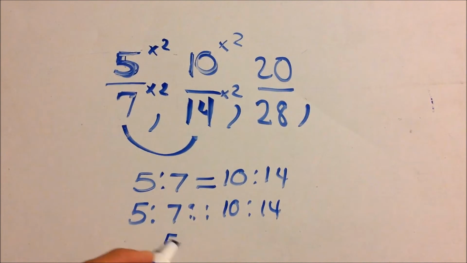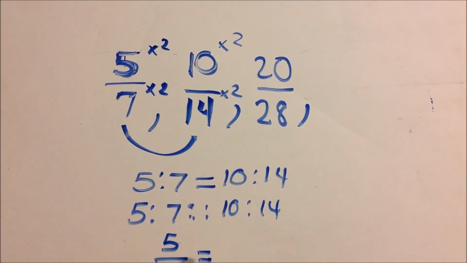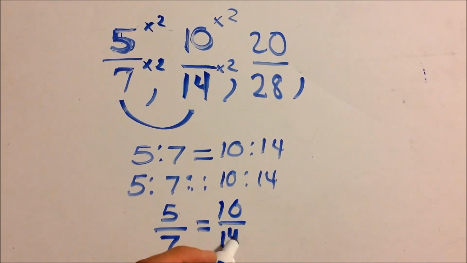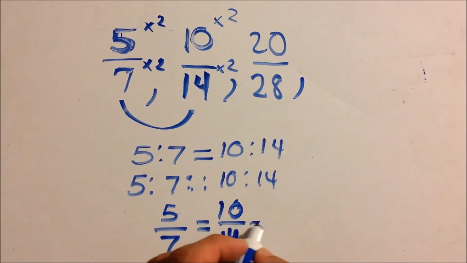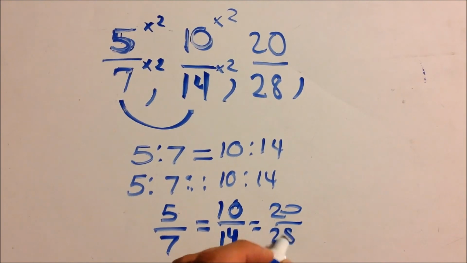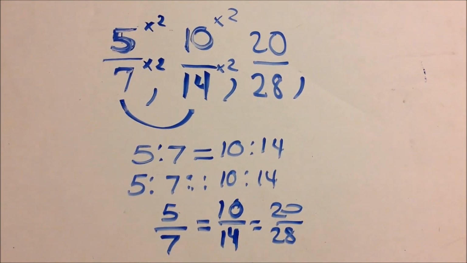So 5 over 7 equals 10 over 14, which equals 20 over 28. And of course, this can keep going forever. These are the equivalent fractions.